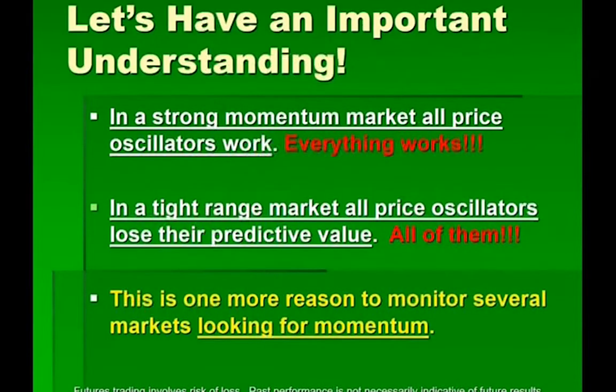And here's an important aspect I'd like you to take home with you, and that is, in a strong momentum market, all price oscillators work, and I'm telling you, everything works. You could throw any moving average cross combination, it's going to work. It's easy. In a tight range market, all price oscillators are going to lose their predictive value, and I mean all of them.